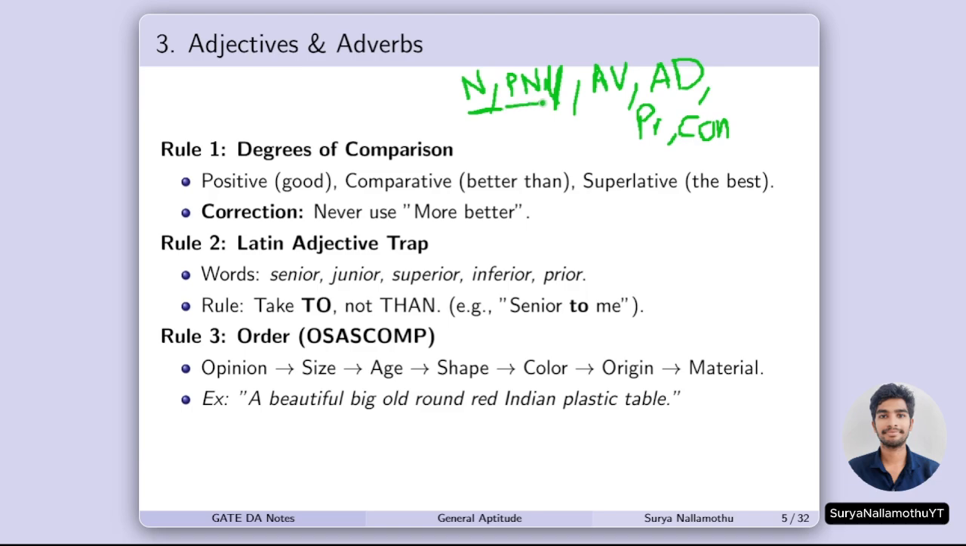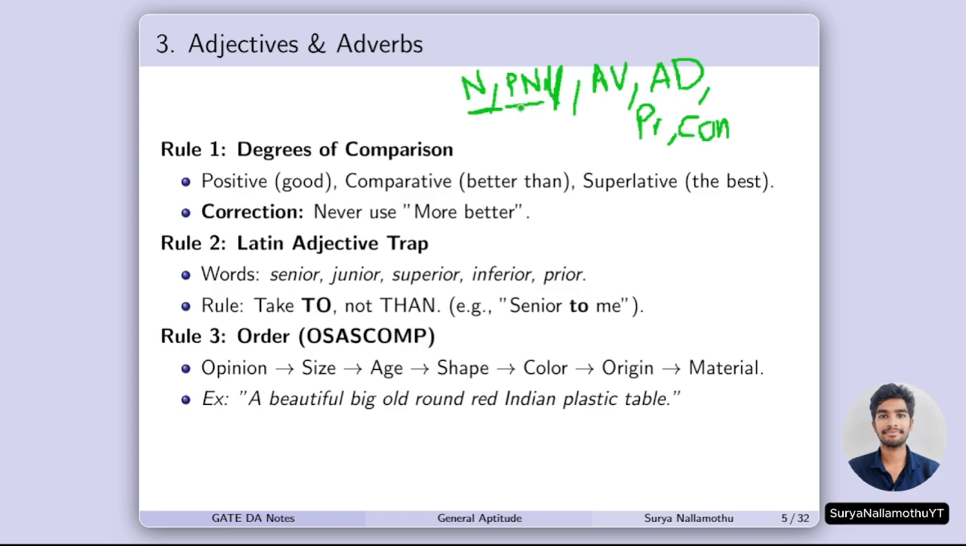And pronouns. A pronoun is, for example, if we say Surya, that is a noun. In place of the name Surya, we use the pronoun he.